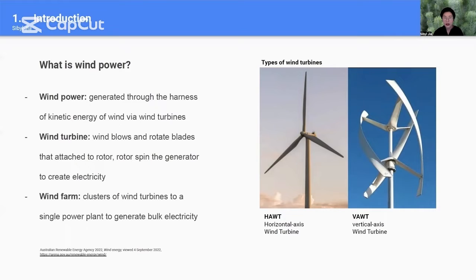When wind blows and rotates the blades that are attached to the rotor, it will spin the generator to create electricity. When a number of wind turbines are clustered into a single power plant and generate bulk electricity, we call it a wind farm. Wind farms are sited in windy places along hills, fields, or offshore in the ocean.